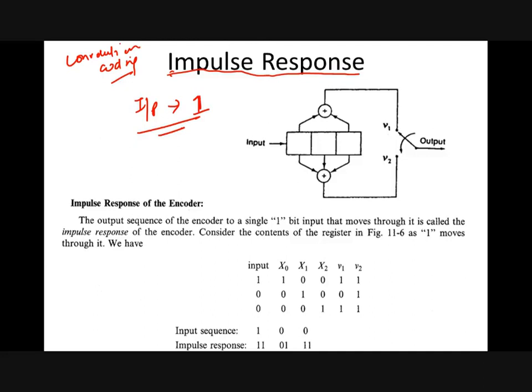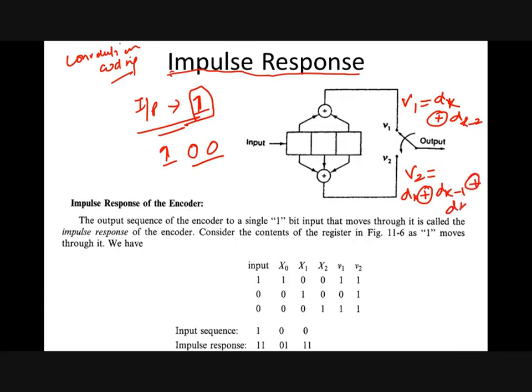Input 1 means I have to give 1 input, and because there are 3 stages, I will pad it with 2 zeros. Only 1 input is to be provided, and that is a 1. In this case, V1 is equal to dk plus dk minus 2, and similarly V2 is equal to dk plus dk minus 1 plus dk minus 2.